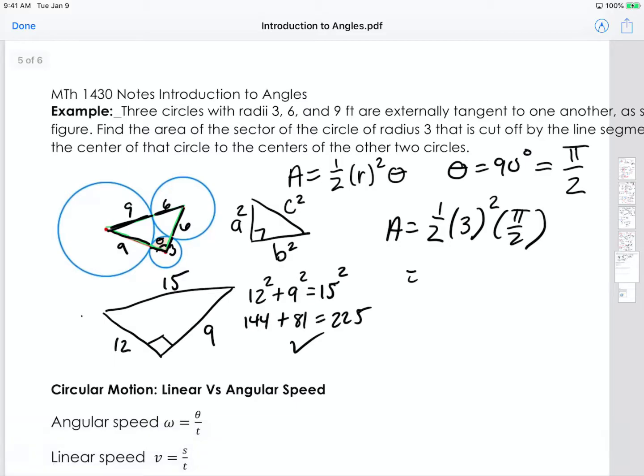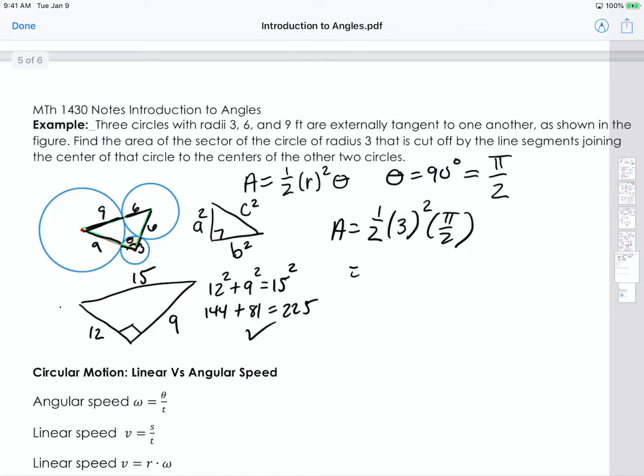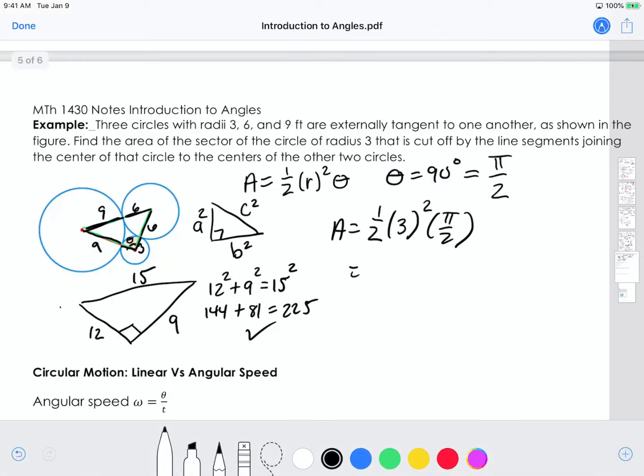Now in this problem, the author did not tell us how to round. So we'll just go out a couple places. So I'm going to take 1/2 times 9 and multiply it by pi over 2. And that is going to give us an answer of 7.07 if we round to 2 places. It also tells us that our radius is in feet, which means our area should be feet squared. So this is our final answer.